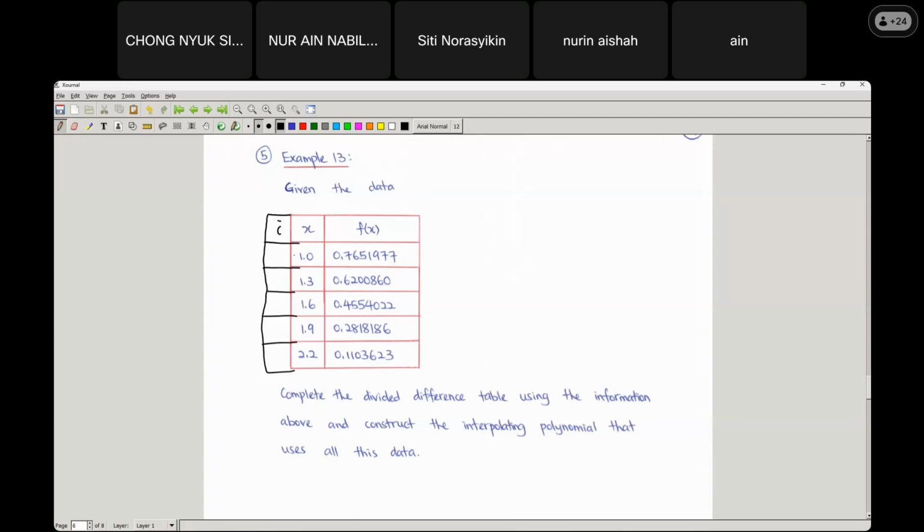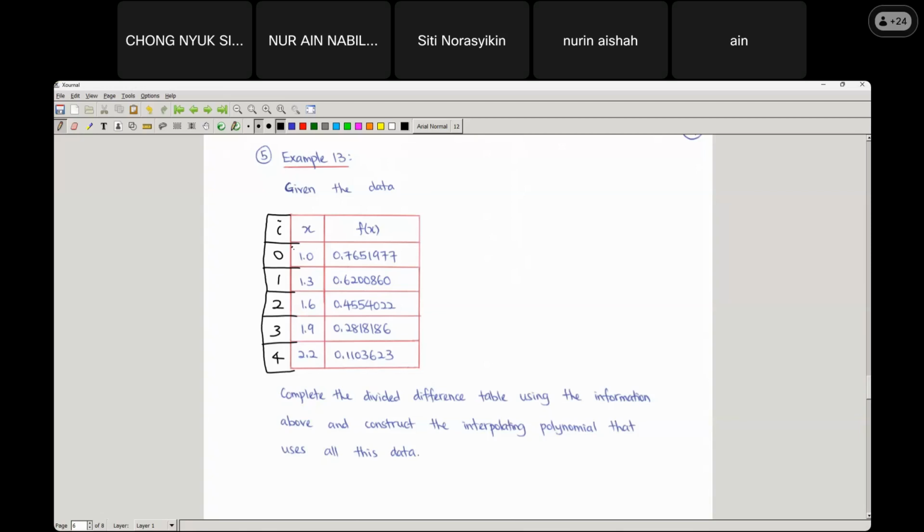So this is our i. We know that we start from 0, 1, 2, 3, 4. So the i maximum is 4. That means we have how many data points? We have 5 data points. You see 1 data point, 2, 3, 4, 5. With 5 data points, you will be able to get P4.